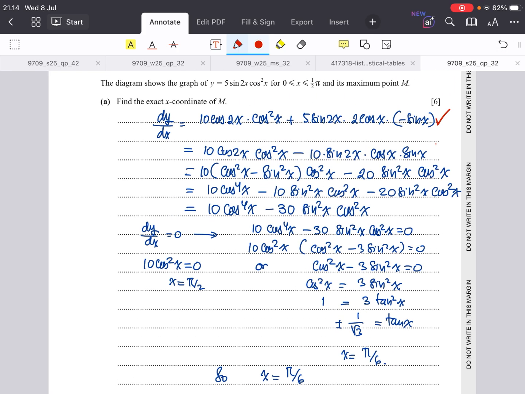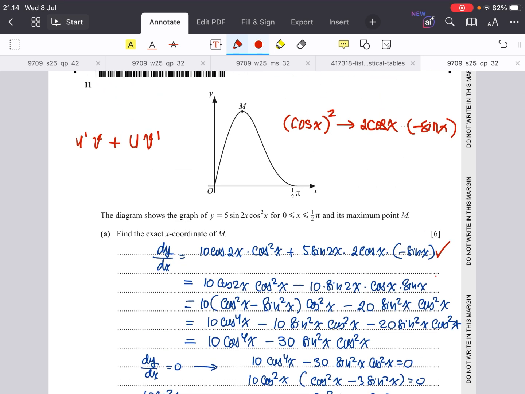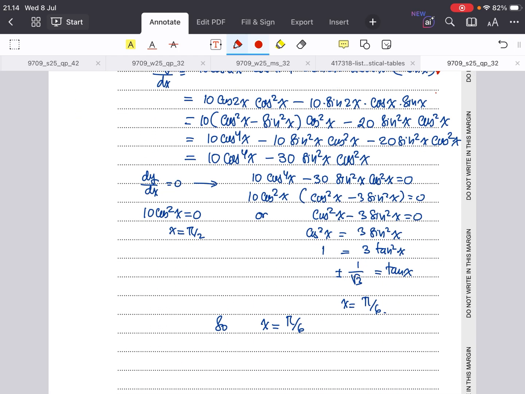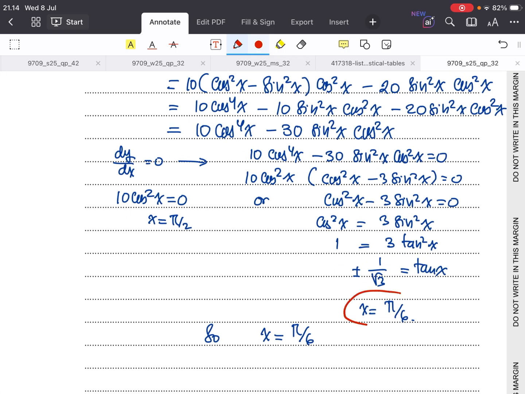But it is obvious that M, the x coordinate of M, is in the first quadrant because this one is pi over 2. So the only possible solution in quadrant 1 is x equals pi over 6. So the answer is pi over 6.